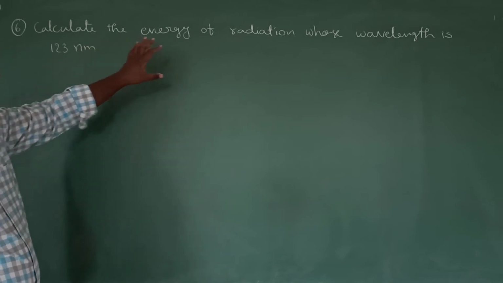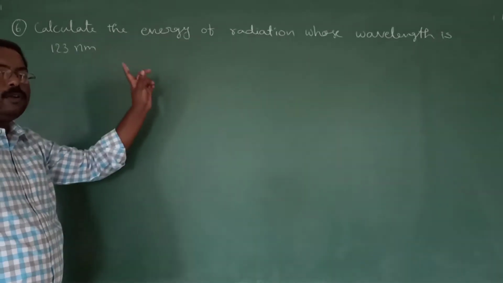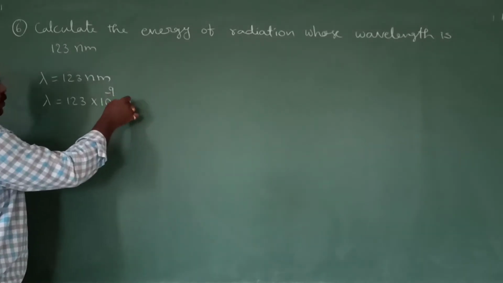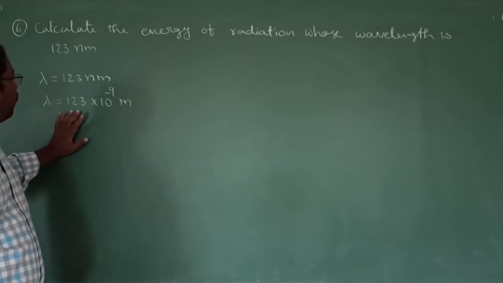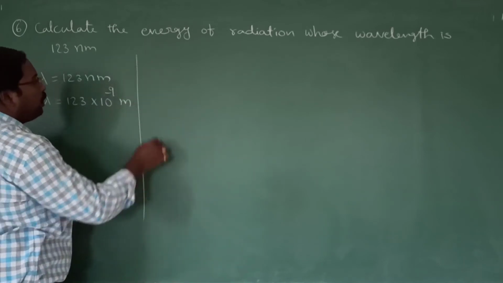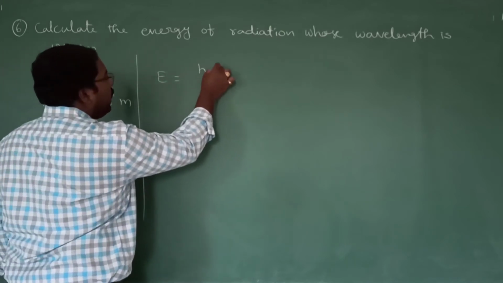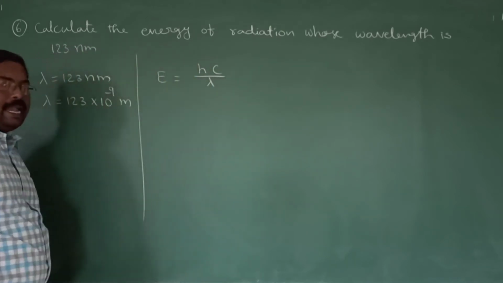Here, we know how to solve. I think the first model question we solved in the same manner. How to solve this question? First of all, the wavelength is given as 123 nanometers. So we need to convert this into meters. So 123 into 10 to the power minus 9 meters we are putting. Okay? Now, before doing all these things, let us write the formula. The formula is E is equal to hc by lambda.